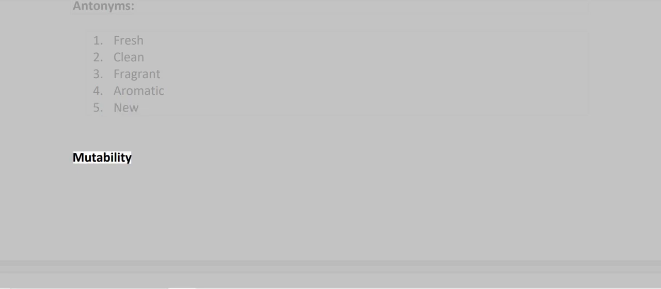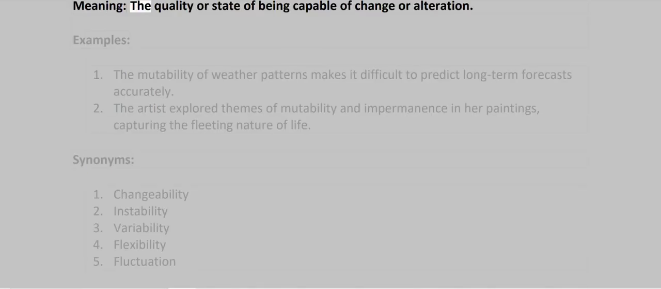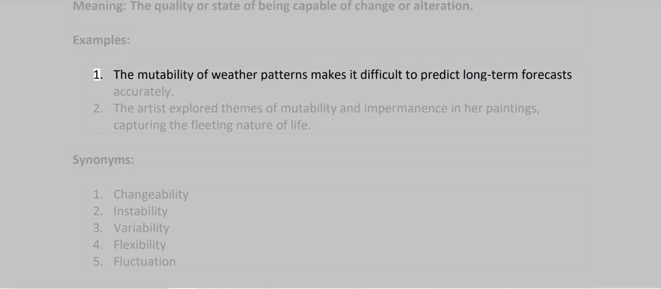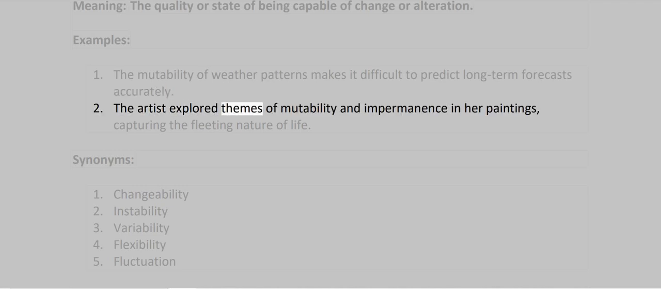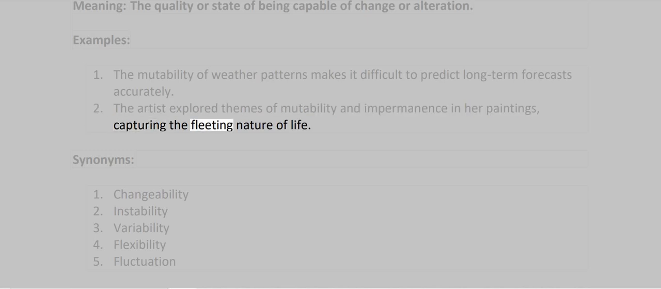Mutability. Meaning, the quality or state of being capable of change or alteration. Examples. 1. The mutability of weather patterns makes it difficult to predict long-term forecasts accurately. 2. The artist explored themes of mutability and impermanence in her paintings, capturing the fleeting nature of life.